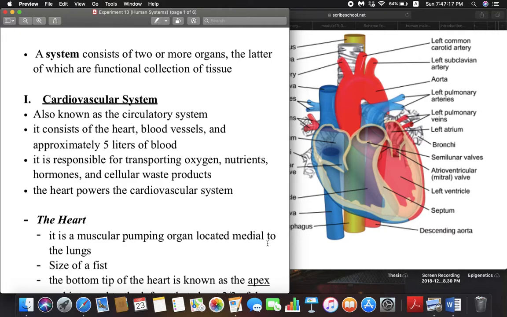Revision of experiment number 13, human systems. Firstly, a system consists of two or more organs. So this is the definition of a system. And the definition of an organ is that it's a functional collection of tissue.